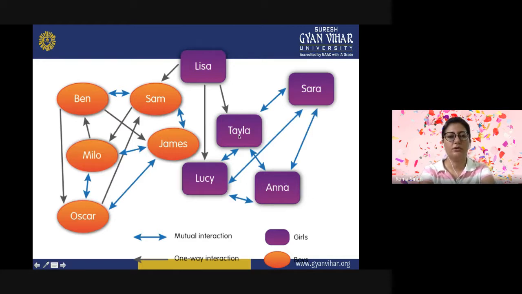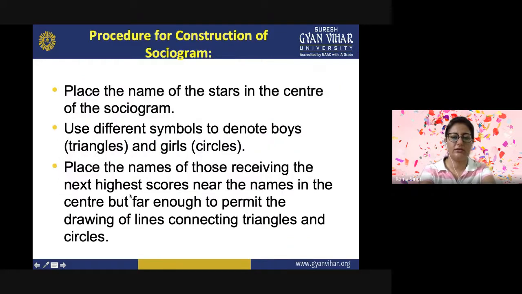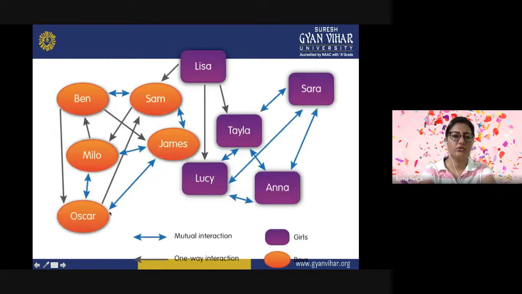This is how a sociogram will look, and you can differentiate between the girls and the boys. The purple ones are the girls, and the orange ones are the boys. Here we can see that mutual choices are shown by this kind of arrows, and if it is only a one-sided arrow, then it shows that it is only a one-way interaction. So in this way you can decide how to prepare a sociogram for the class.